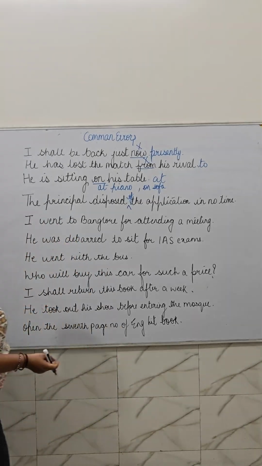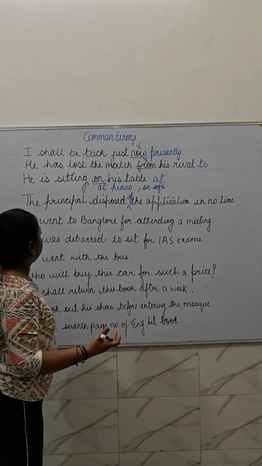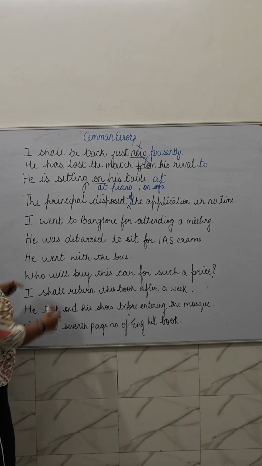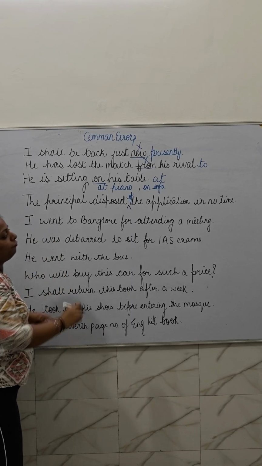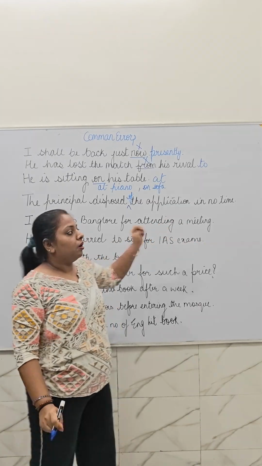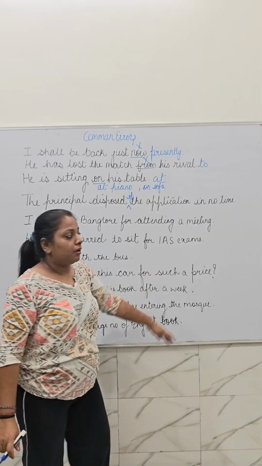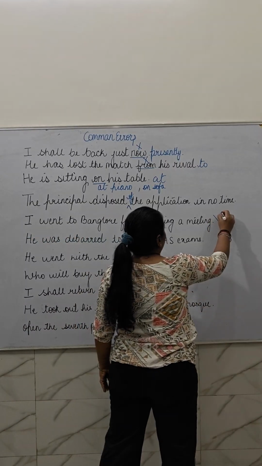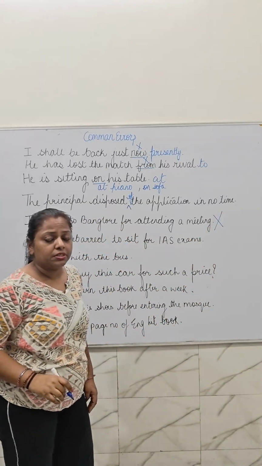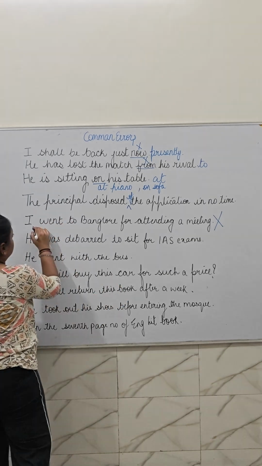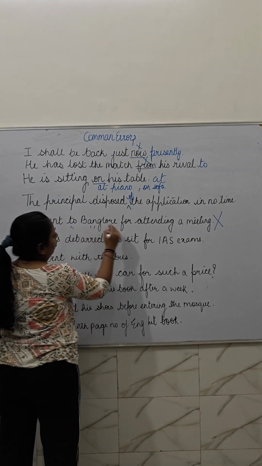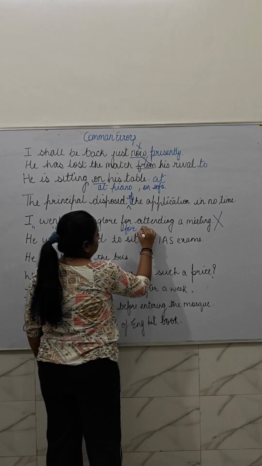Moving to sentence number 4. No, this happens to be 5. Now this is I went to Bangalore for attending a meeting, or I went to Bangalore for attending a wedding. Now this is completely wrong. There's a huge error in it. Either you can say that I went to Bangalore for a meeting.